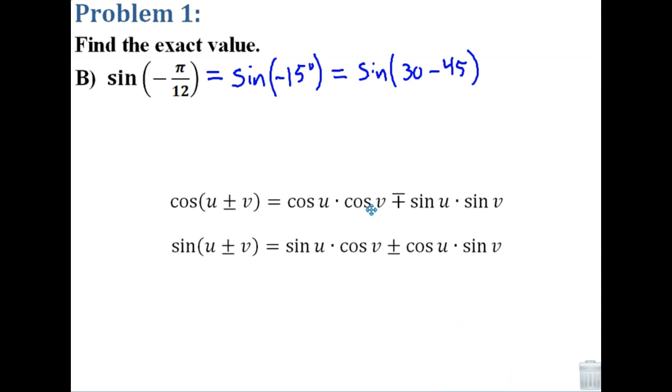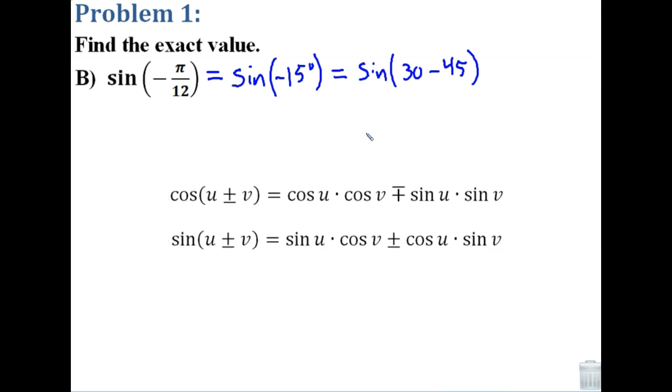Okay, and I'm going to pull up my identities here just so they're handy and I can use them. We've got the sine of a difference, so that's going to be the sine of the first angle, sine 30, times the cosine of the second angle, cosine 45. And with the sine ratio, it's plus, so that sign is going to stay the same. We'll say minus cosine of the first angle, cosine 30, times sine of the second angle, sine 45.